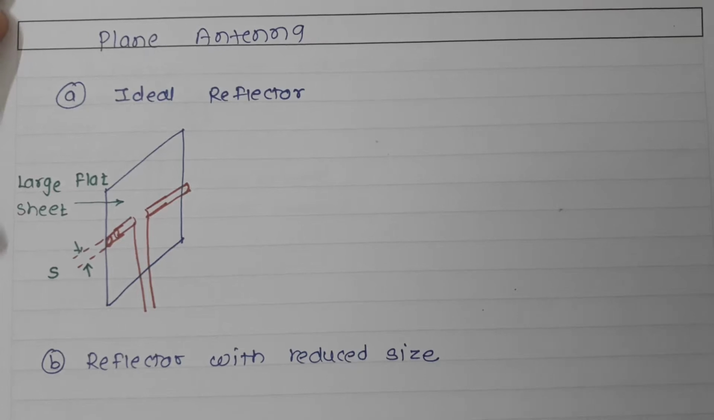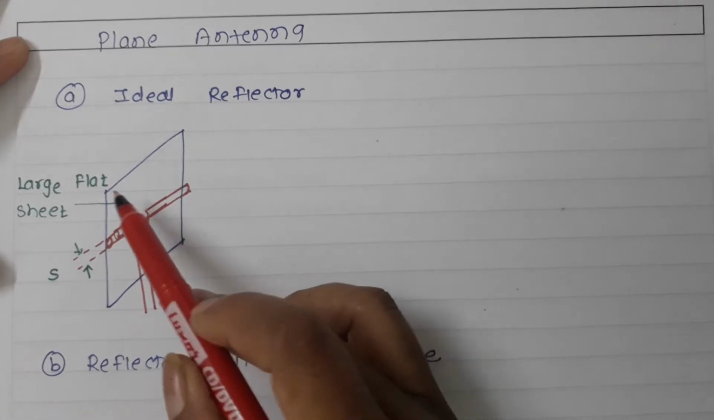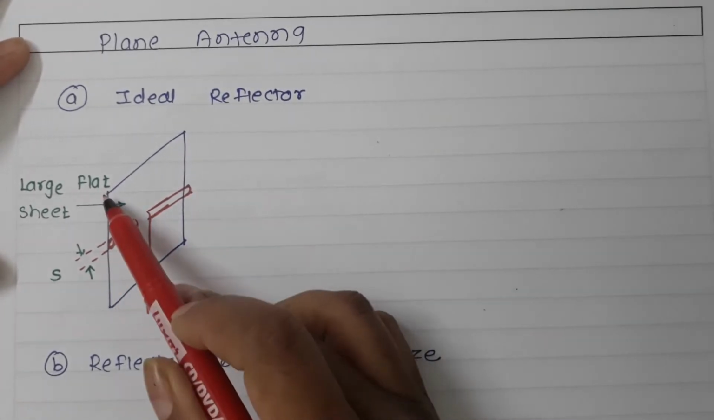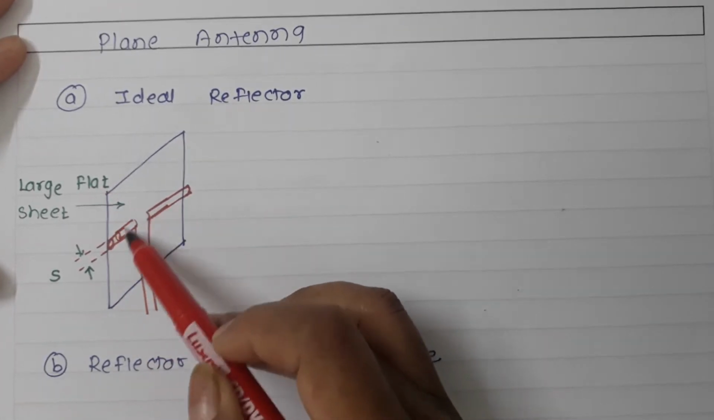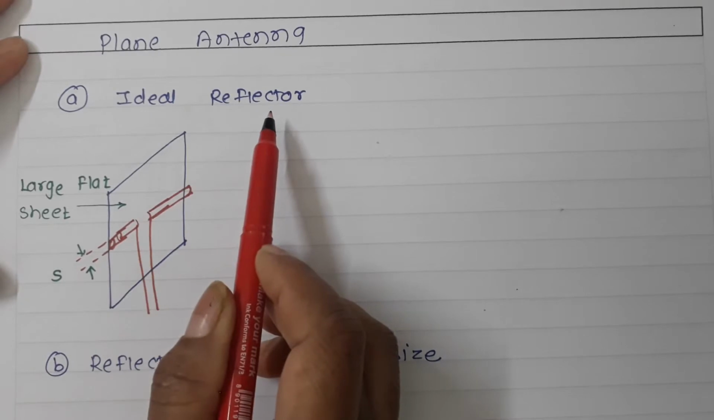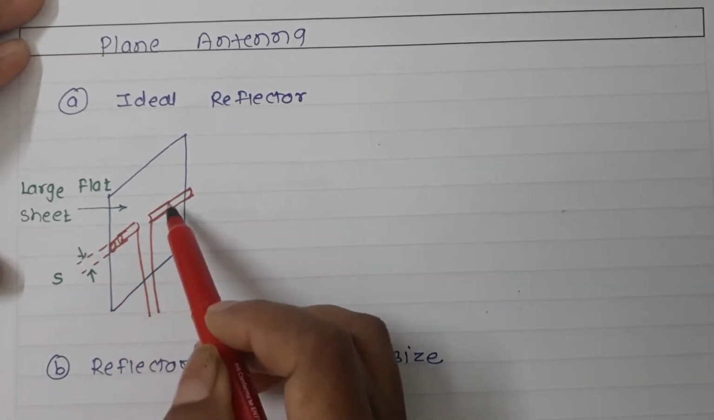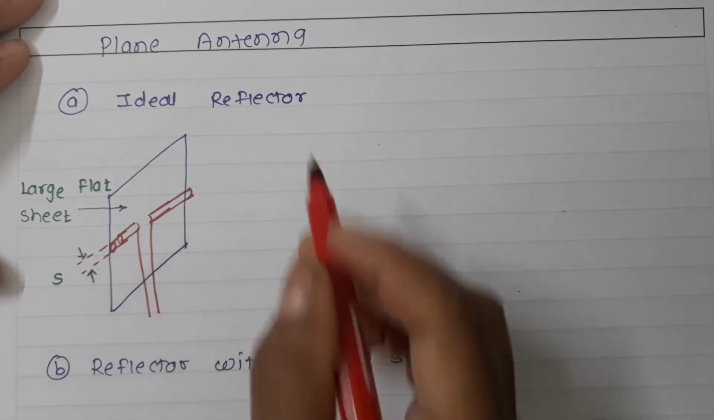Hello all. In today's session we are going to talk about plane antennas. As you can see here, you have a large flat sheet behind your dipole antenna. Now in this situation, what will happen? Here I can say this is nothing but the ideal reflector. This is a large flat sheet reflector near a dipole antenna. So what will happen in this case?